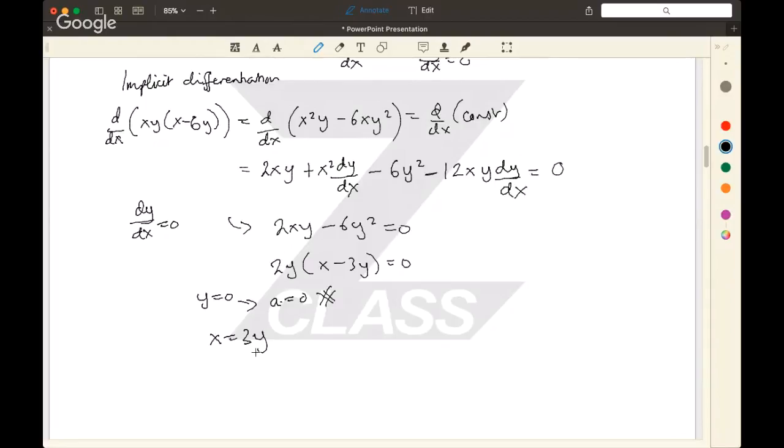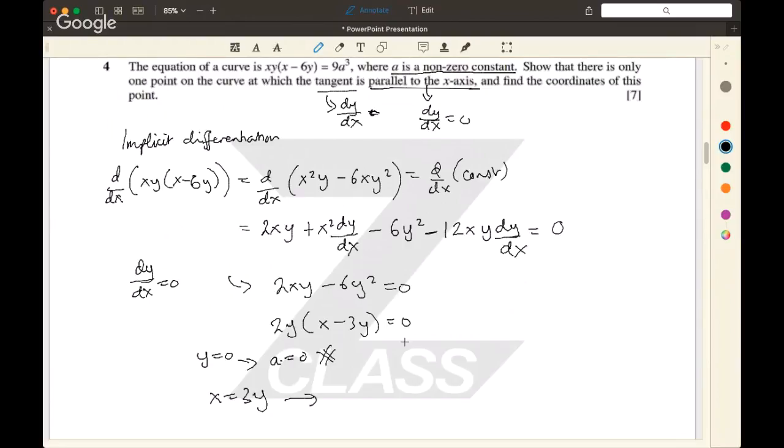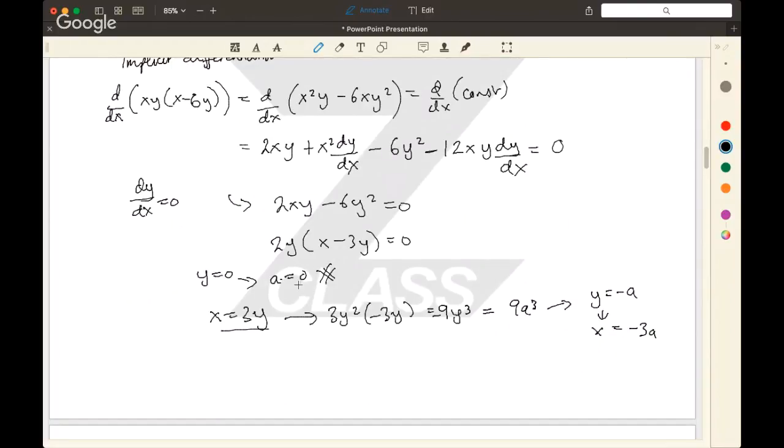So if this is the case, then we return to our original equation, and we plug that in. And we get that 3y squared times minus 3y, which is equal to minus 9y cubed, and we're saying that this is equal to 9a cubed. So this, of course, means that y is equal to minus a at this point. And that means by this relationship here that x is equal to minus 3a. So the point which satisfies all of these rules is the point minus 3a comma a.